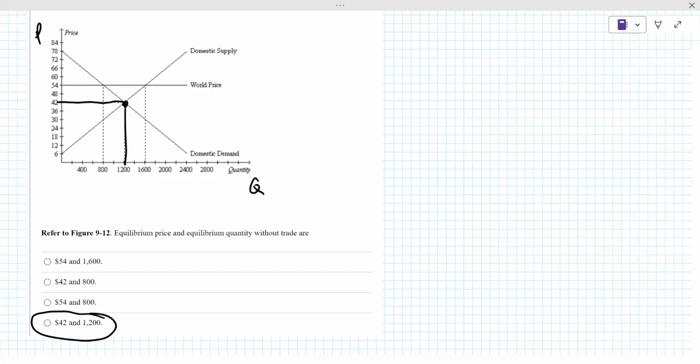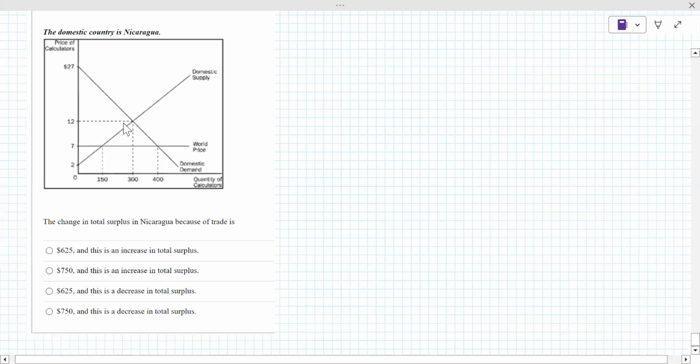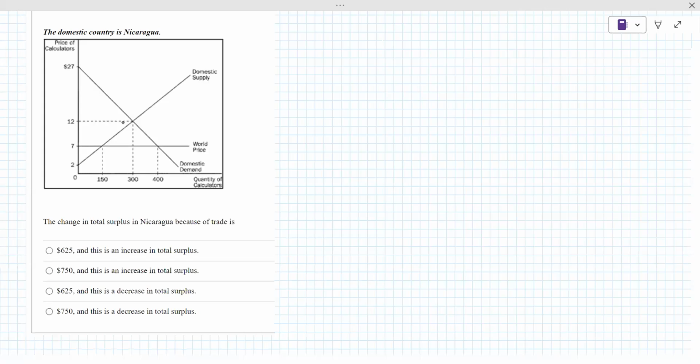All right, let's look at number 13 maybe. All right, number 13 here, total change in total surplus in Nicaragua because of trade is... The way that I'm reading this, I don't want to do this. I'm actually not sure. So let me find another problem that we can do a little bit better.